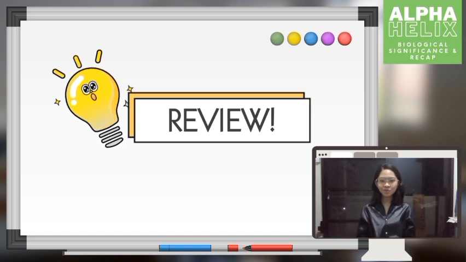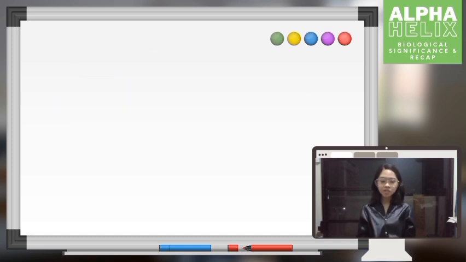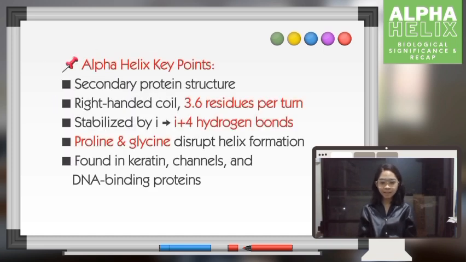Now let's review what we've covered today. So here are the alpha helix key points. First, they are secondary protein structure. Second, they are right-handed coil and have 3.6 residues per turn. They are also stabilized by I to I+4 hydrogen bonds, and proline and glycine disrupt helix formation. They are also found in keratin, channels, and DNA-binding proteins.